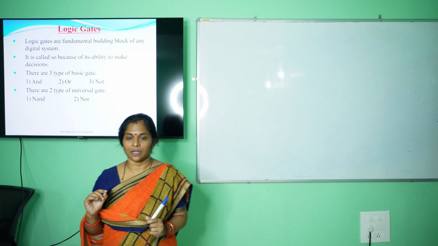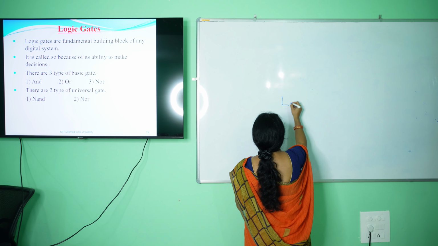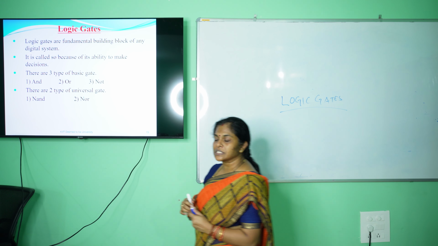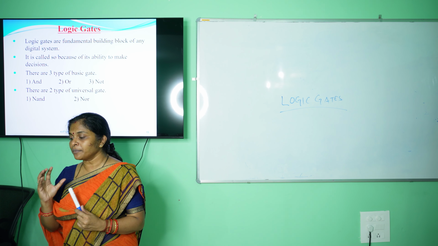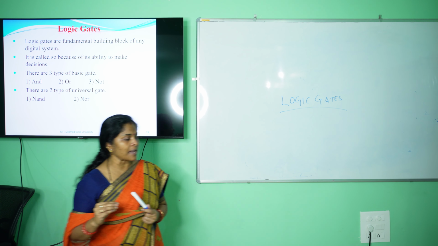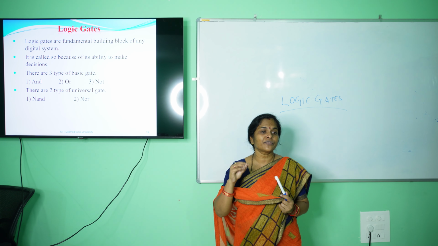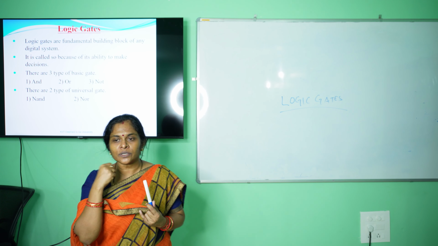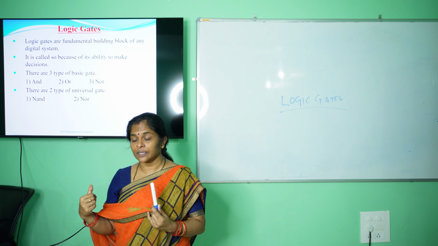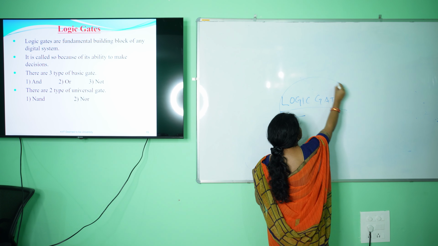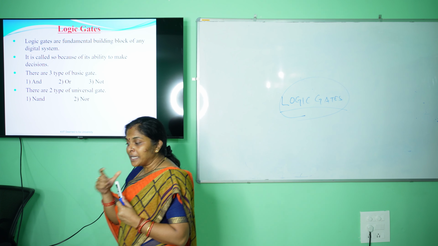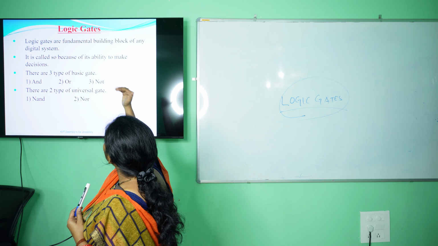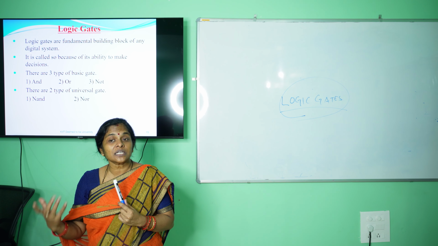After knowing Boolean algebra, comes a very important thing that we call logic gates. Now what are these logic gates? These are the fundamental building blocks of any digital system. For example, in analog systems, the components we use are capacitor, inductor, resistance, diode, transistor, transformer or a battery. But in digital systems we will be using logic gates. These are the building blocks of the digital system. Why is it called a logic gate? It is called so because of its ability to make decisions.